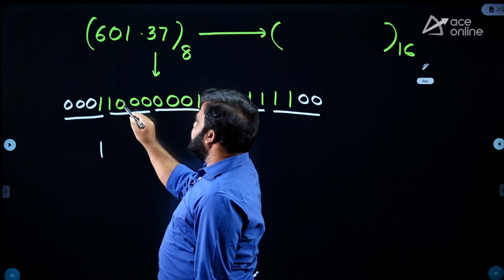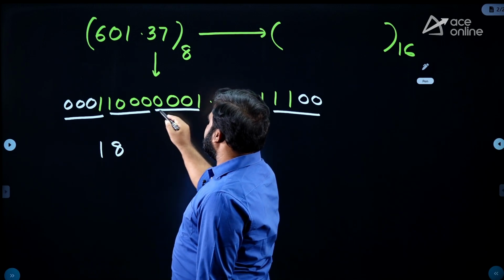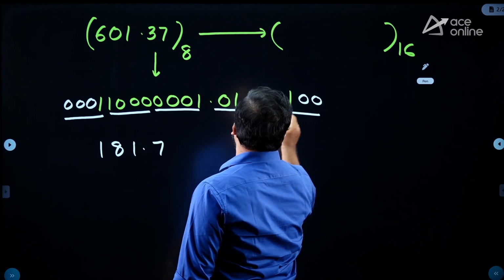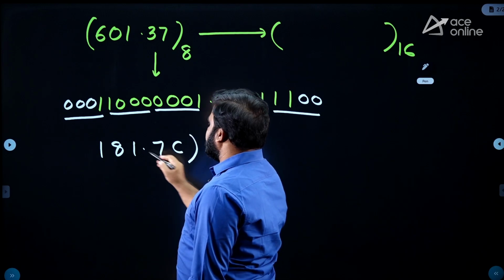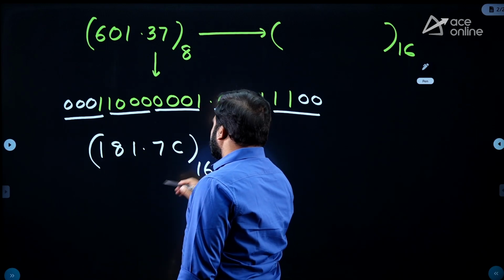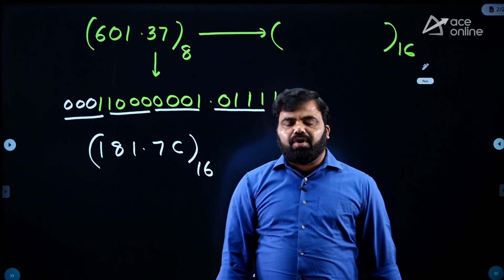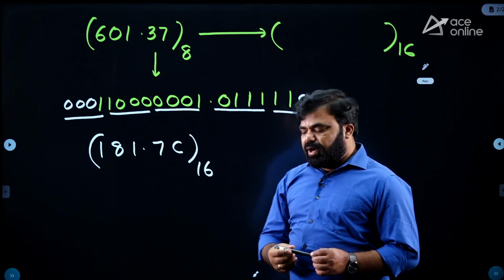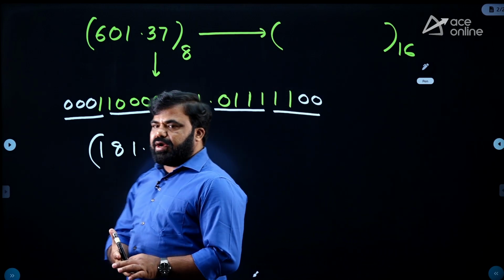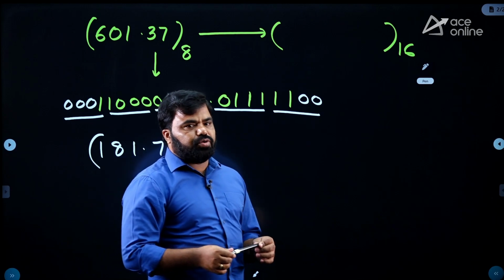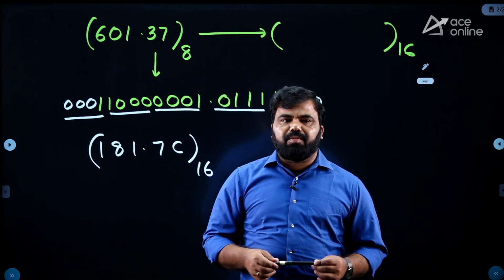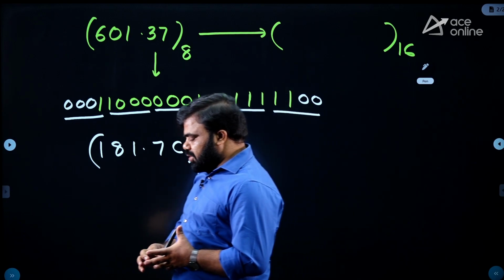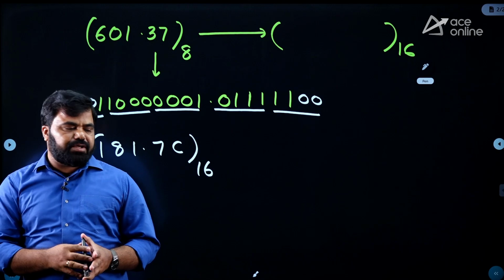0001 is 1, 1000 is 8, 0001 is 1, 0111 is 7, and 1100 is C. That is the hexadecimal equivalent of the given octal number. So what we have applied is b power n to b and again b to b power n. We applied two processes. Octal to binary is b power n to b, and binary to hexadecimal is b to b power n. That's what we are applying here, the process of converting from octal to hexadecimal.